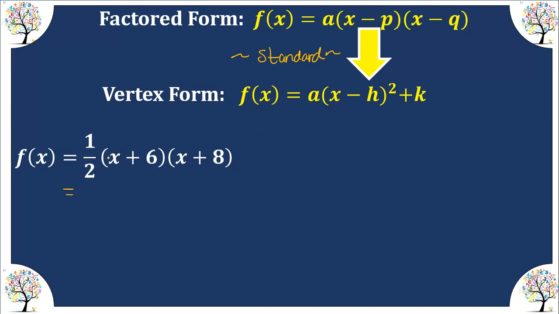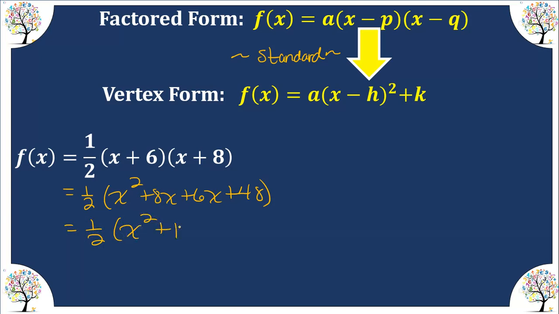So I'm going to multiply first the two binomials. Since I have an a that is a fraction, we get x squared plus 8x plus 6x plus 48. We combine our linear terms. Then I'm going to distribute the 1/2.